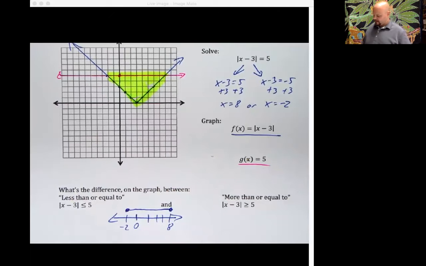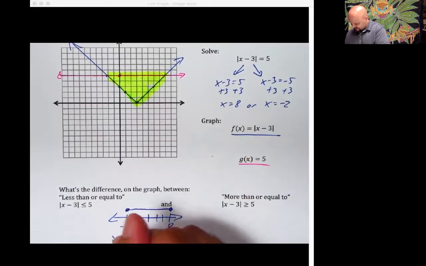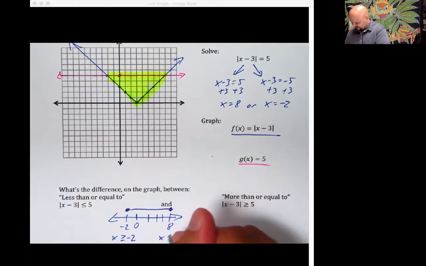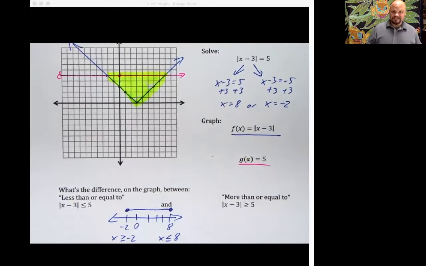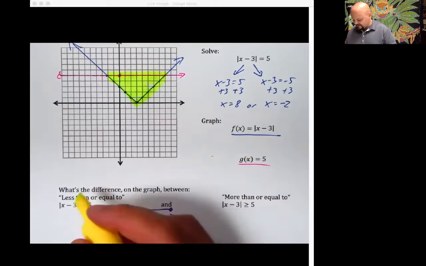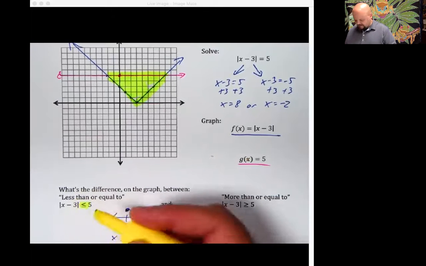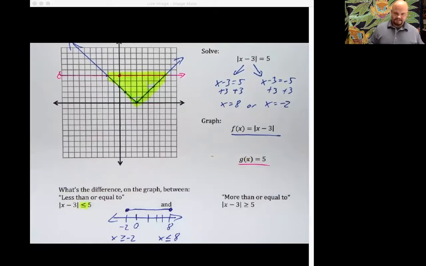Graphed immediately. Which, when I look at this, I can see that x is greater than or equal to negative 2, and x is less than or equal to 8. It's going that way from 8. It's going that way from negative 2. Done. You've solved it. No algebra necessary. That's what it looks like when it's less than. Creepy, right? You guys are probably about to freak out.